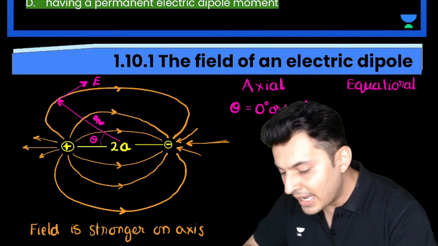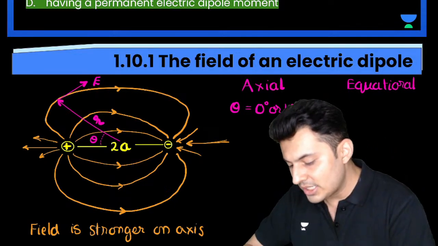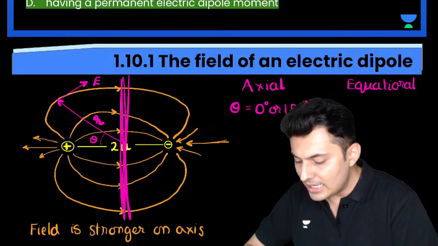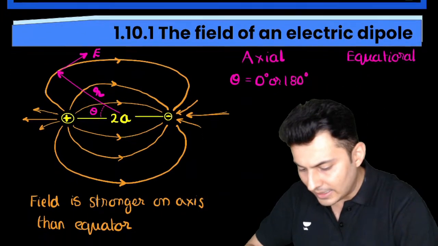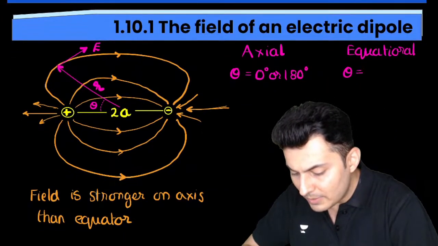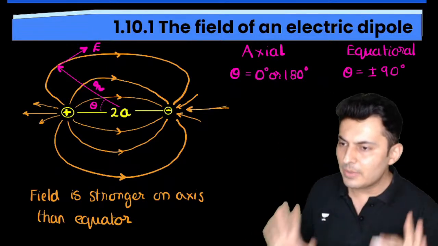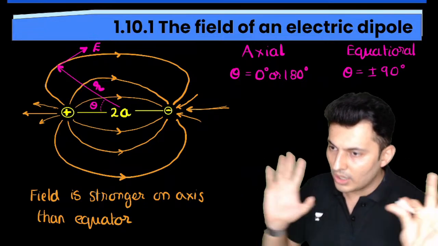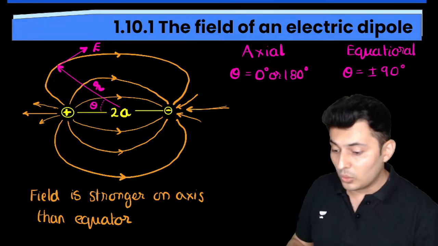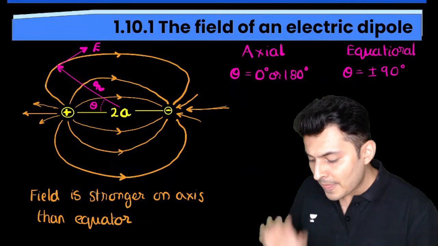Everybody agrees with this. Whereas for equatorial position, I think you can take anywhere on this line. So it will be either plus 90 or minus 90. So I can say theta will be basically plus or minus 90 degrees. Everybody with me? Understood? Clear? Awesomeness. Now, another point.